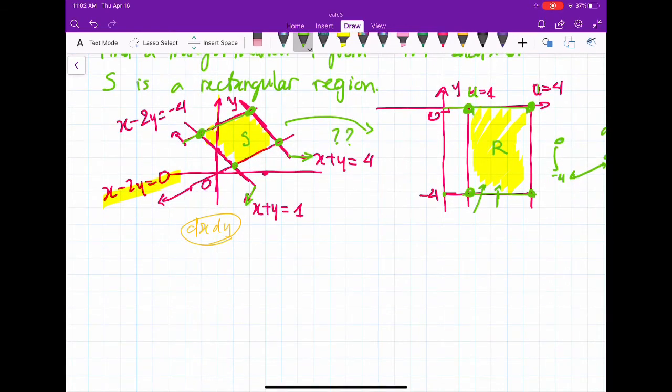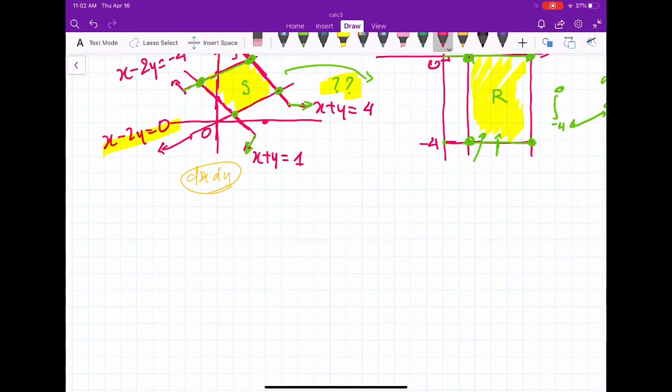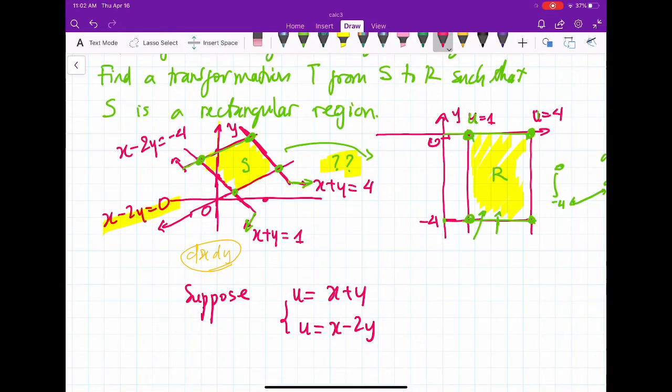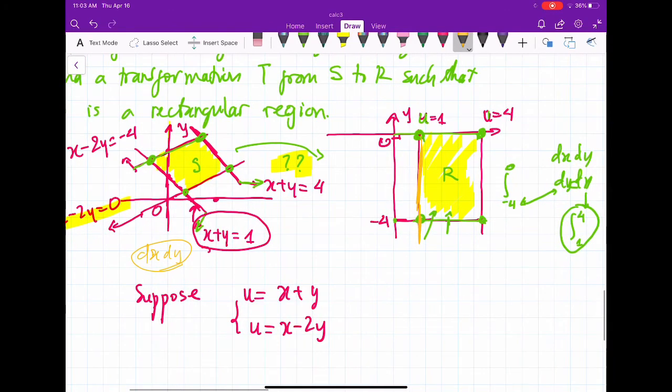I need to find a transformation, okay? So suppose that we have u equal to x plus y and v equal to x minus 2y. Look at this, y. Where is x plus y? x plus y is right here, right? This term. And when x plus y equals 1, that means this straight line. You see? This straight line. And when x plus y equals 4, you have this straight line.